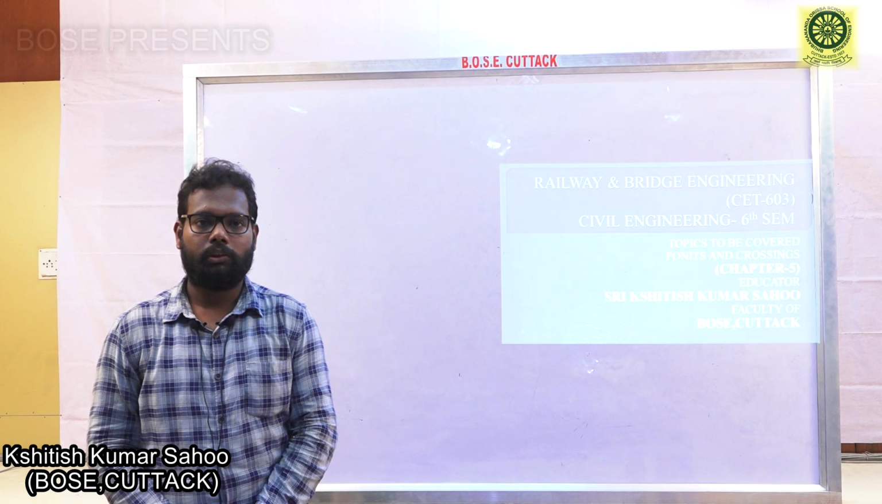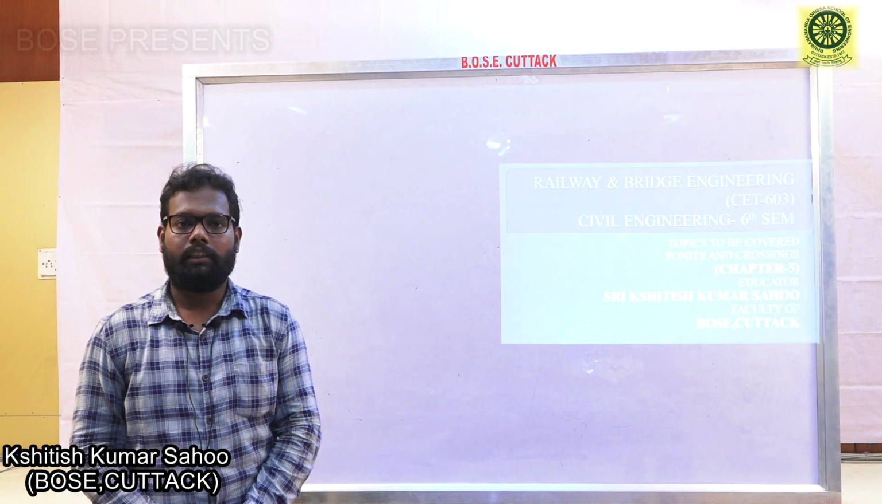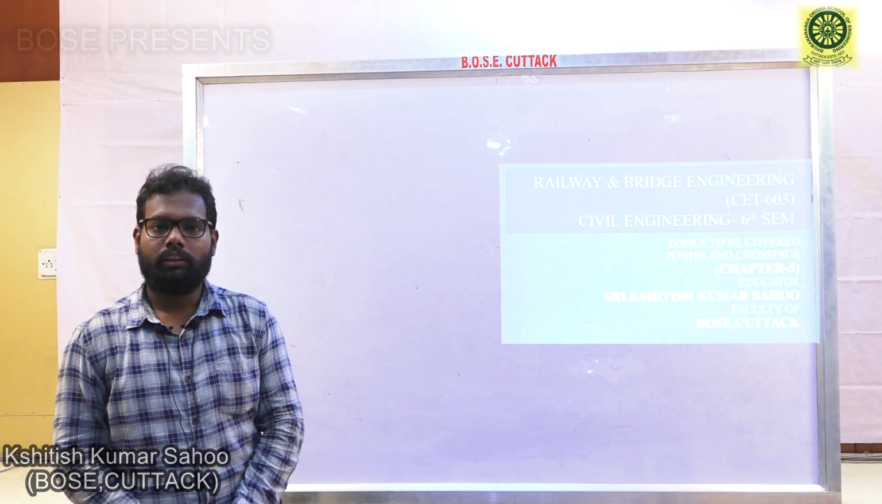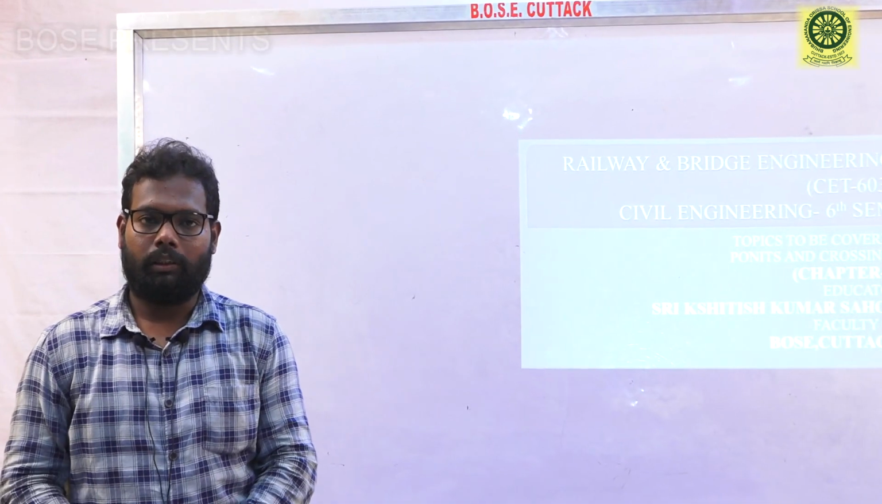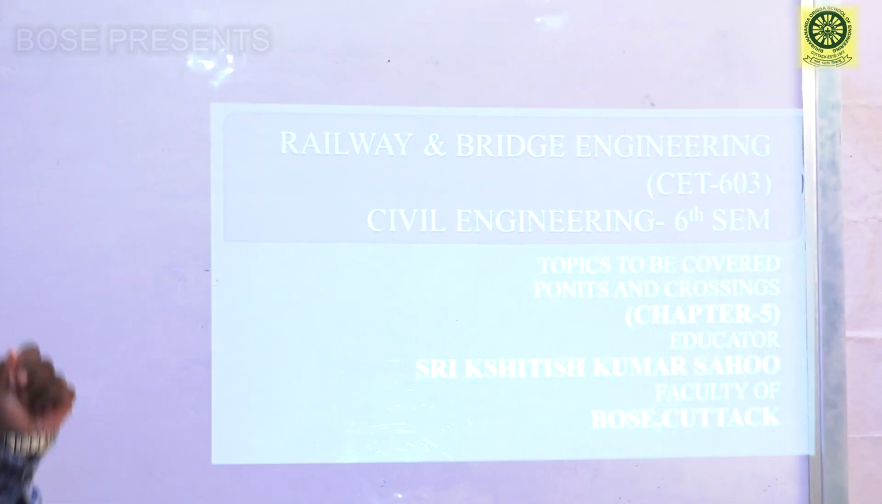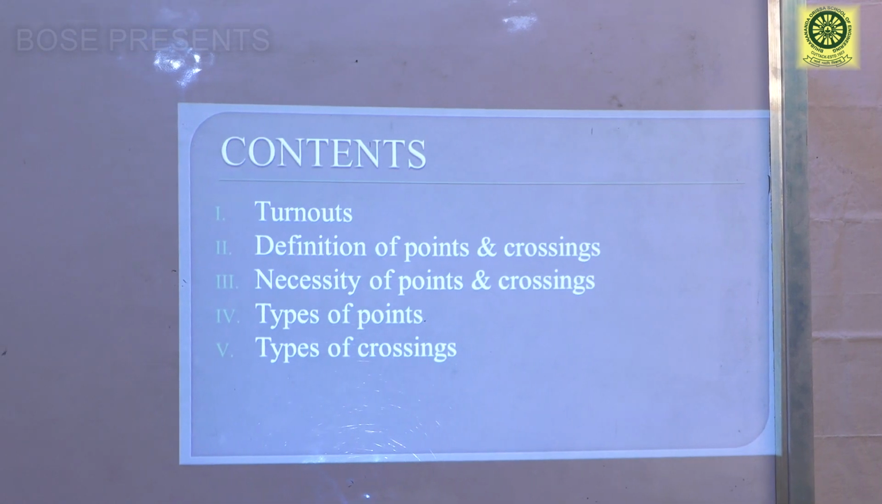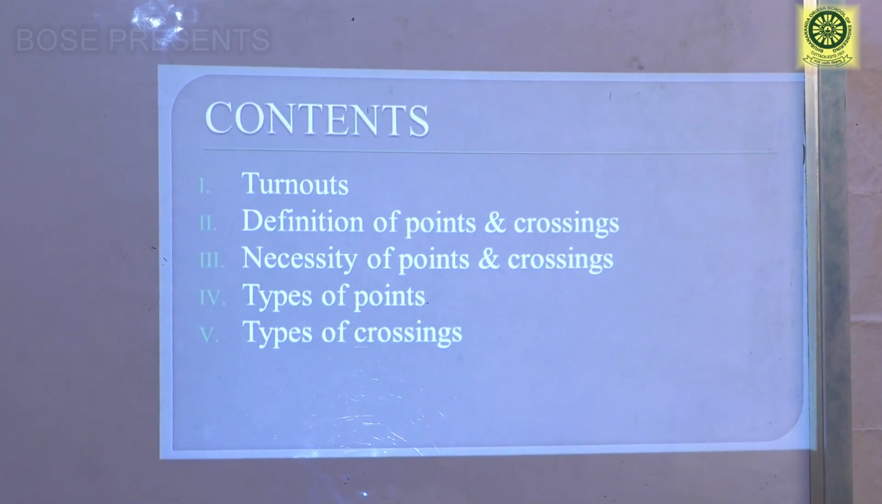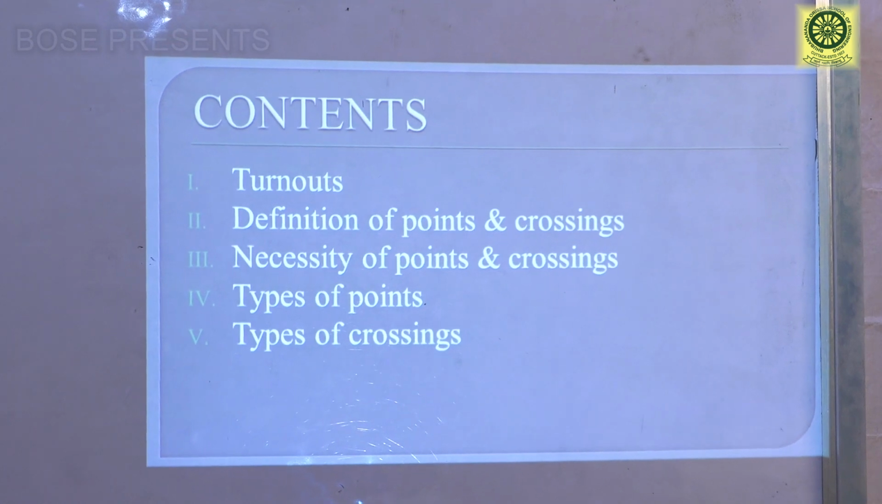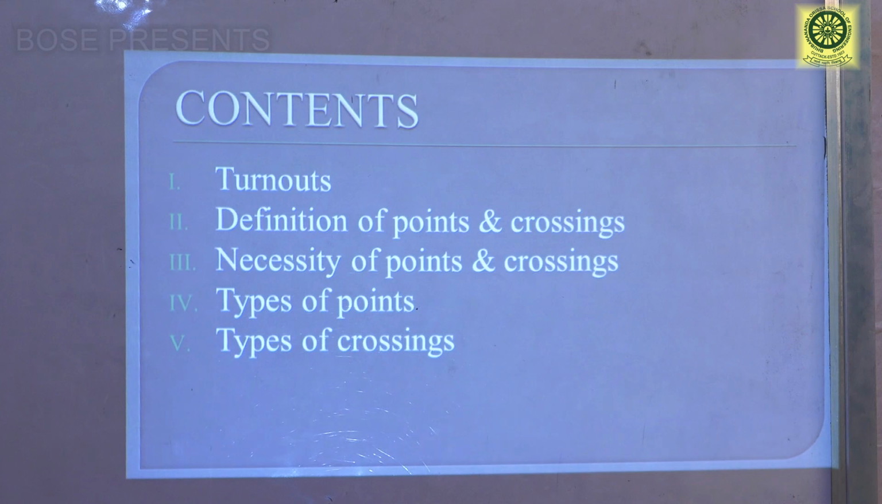Today I am going to teach you a topic from railway and bridge engineering, which is a 6th semester civil engineering subject. The chapter is points and crossing, and the topics to be covered are, look at the slide now. Turnout, definition of point and crossing, necessity of point and crossing, types of point and types of crossing. So first, come to the first topic, which is turnout.